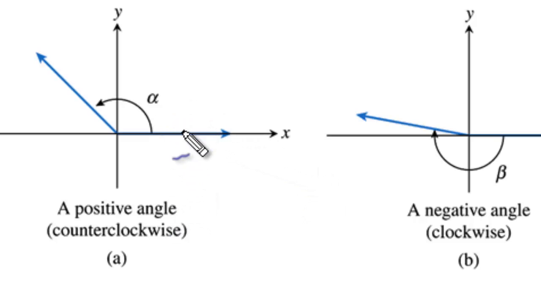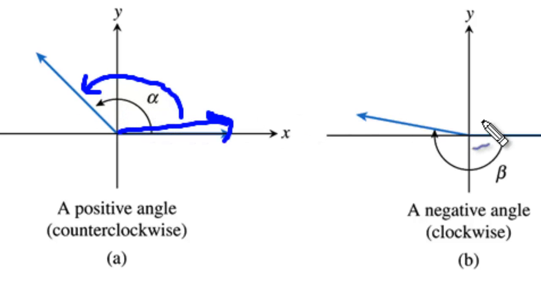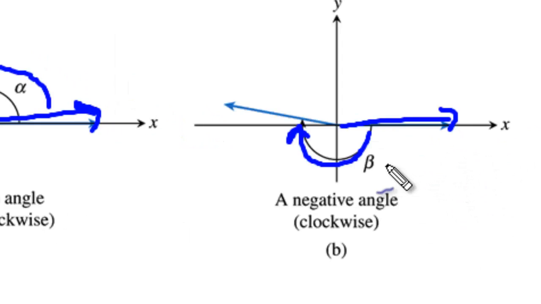When we are talking about positive angles and negative angles, we're talking about the direction of rotation. A positive angle, all the angles will be starting on the positive x-axis. A positive angle will rotate around counterclockwise, and a negative angle will start in the same position and rotate in a clockwise direction. Another Greek letter here, we have beta.